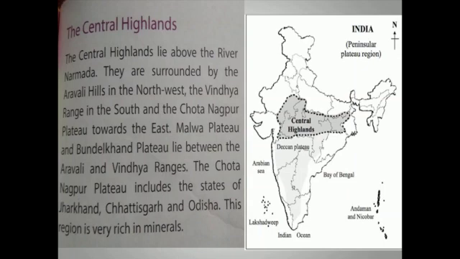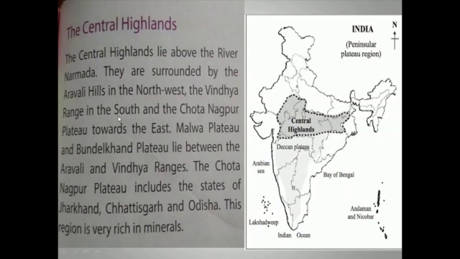First we will see the Central Highlands. Here you can see the location of Central Highlands in the map of India. The Central Highlands lie above the river Narmada. They are surrounded by the Aravalli Hills in the northwest. Here in the northwest is the Aravalli Hills.